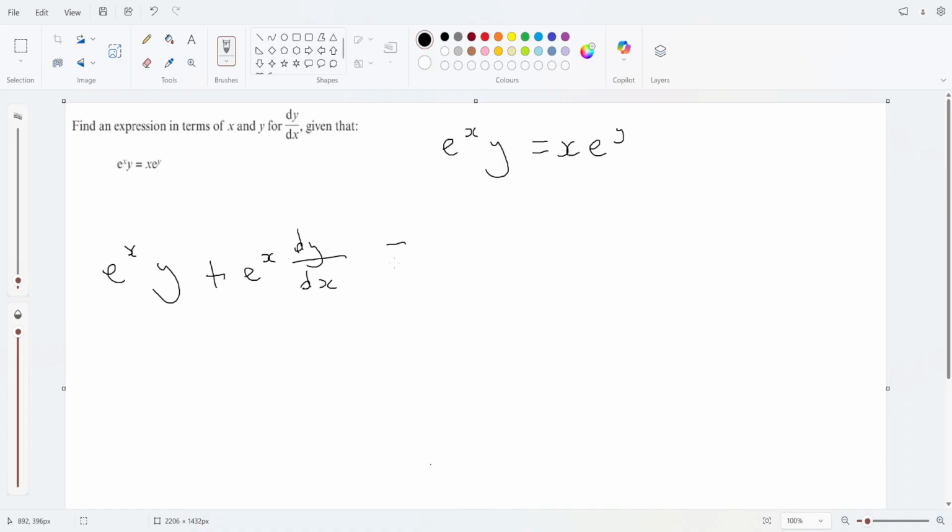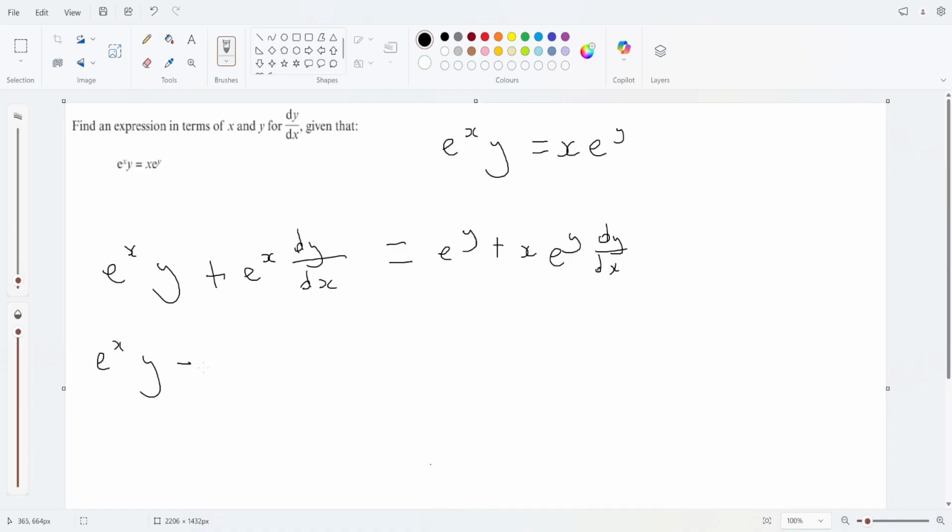And then on the other side, we're going to cover up the e to the y first. So x just goes to 1. So this is just e to the y. And then we cover up the x, so plus x. And then e to the y differentiates to e to the y dy/dx, because we're differentiating y this time. So now all we have to do is just rearrange for dy/dx. So I'm going to bring all the other terms to the left hand side.